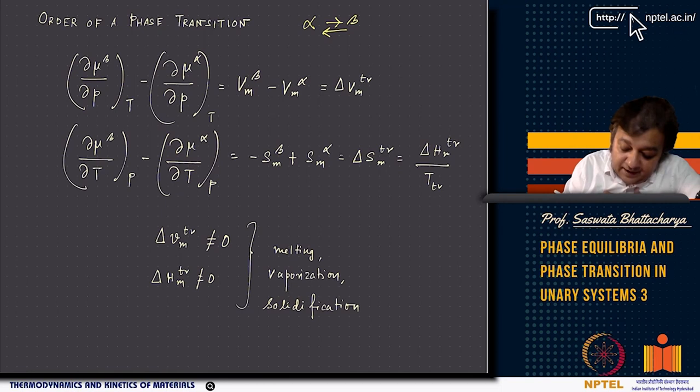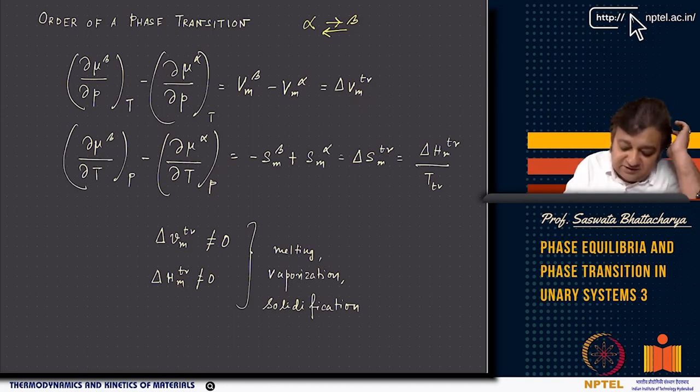Now, as you can see here, mu beta represents the molar free energy of the beta phase for a unary system, and mu alpha denotes the molar free energy of the alpha phase for a unary system. Now, del mu beta by del P minus del mu alpha by del P is nothing but the difference between the molar volume of beta and the molar volume of alpha. Molar volume of beta can be more or less than that of alpha, and we can think of that as delta Vm at the transformation temperature. So this is delta Vm due to the phase transition that has taken place. I am indicating that with a superscript.